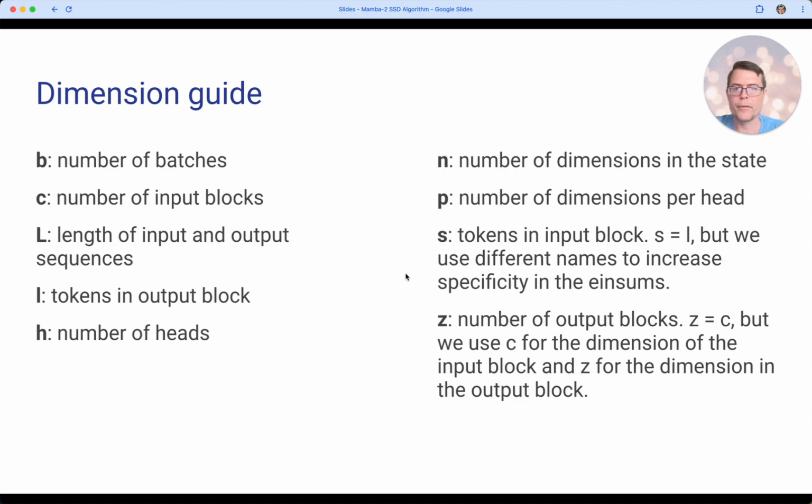A couple of the dimensions are the same. Z and C are the same, but Z is talking about stuff where it's an output, and C is talking about where it's an input. Sometimes you need to distinguish that in the sums so that you don't contract along dimensions you don't want to contract along.